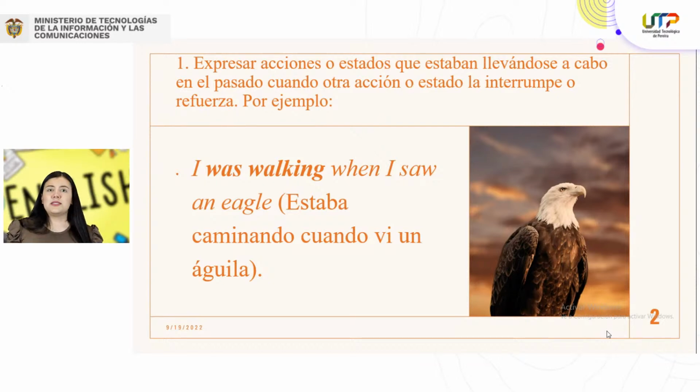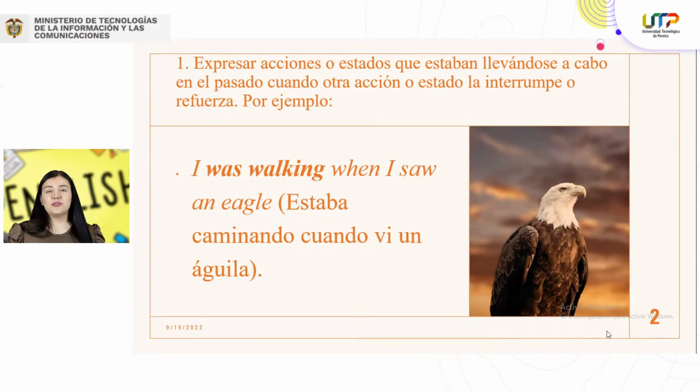¿Y cómo se forma el pasado continuo? Aquí está el ejemplo. I was walking when. Hasta ahí va nuestra oración en pasado continuo. I was walking. Eso era lo que estaba pasando. Estaba caminando. Entonces, si lo analizamos un poco más a fondo, ¿cómo lo usamos?